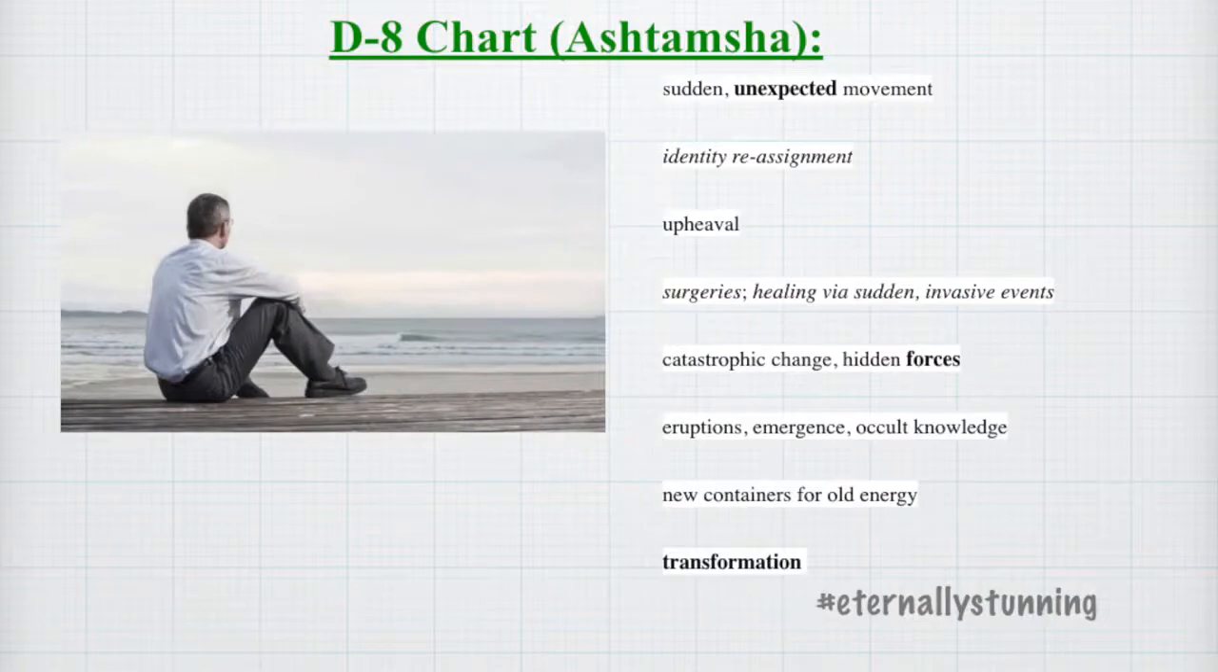D8 chart, that is known as the Ashtamsha chart. The native's lifespan and longevity, fear, accidents, unexpected problems, and also inheritance can be seen from this chart. And Saturn is a significator of the D8 chart, so the placement of Saturn is extremely important in the D8 chart.